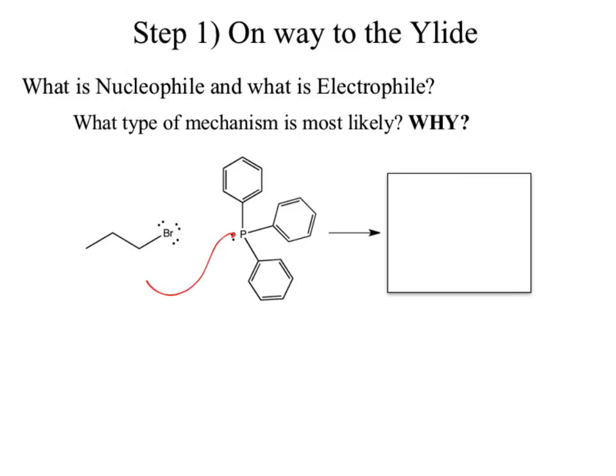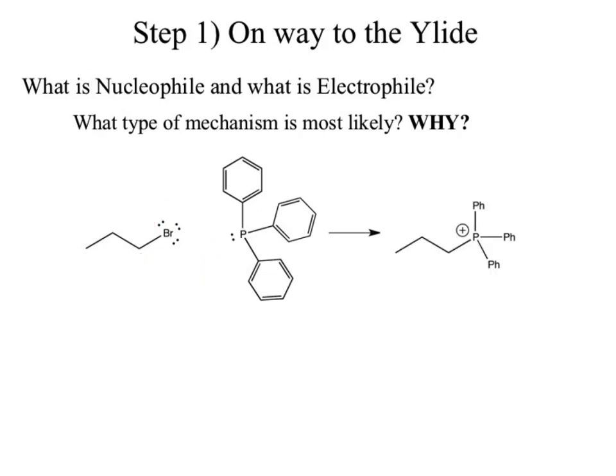The phosphine can share its electrons in. We kick out the bromine, and we've done a standard substitution. What kind of mechanism would we expect here? SN1 or SN2? SN1 means carbocation. Would we expect a carbocation with a primary substrate? No. Why are you saying SN1?